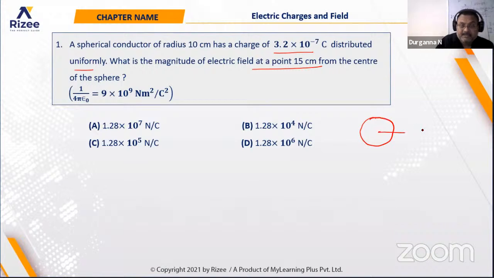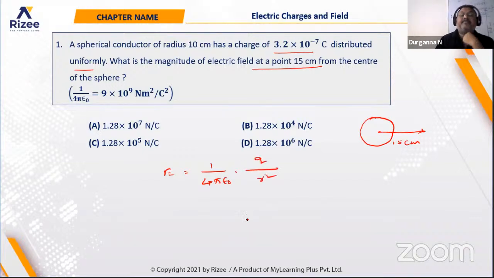From the center of the sphere at a distance of 15 centimeters. He is asking what is the magnitude of the electric field. So how do you solve the electric field? Since it's a sphere and the point is also outside, this can be written as 1 by 4 pi epsilon naught, charge q by r square.